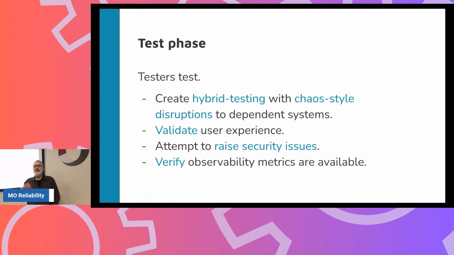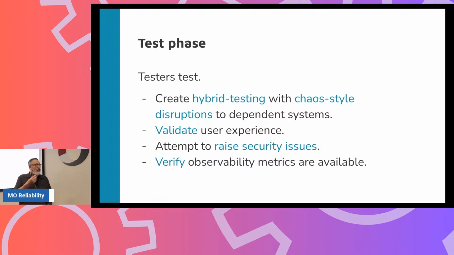And you can do things with the back end where you take down a service or you inject latency, those chaos style experiments, where then you can see how the front end is actually affected by those outages or slow downs, just to validate the user experience.